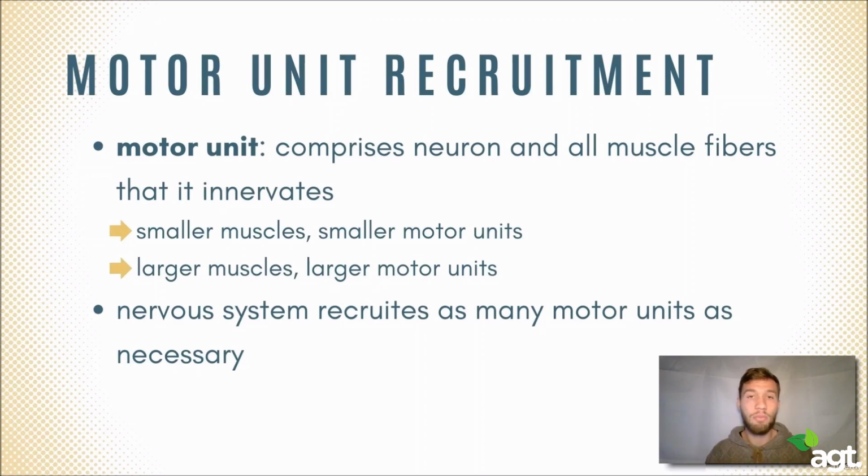The nervous system recruits as many motor units as necessary for the respective movement. So if we're squatting without weights, it recruits much fewer motor units than when we're squatting with weights.